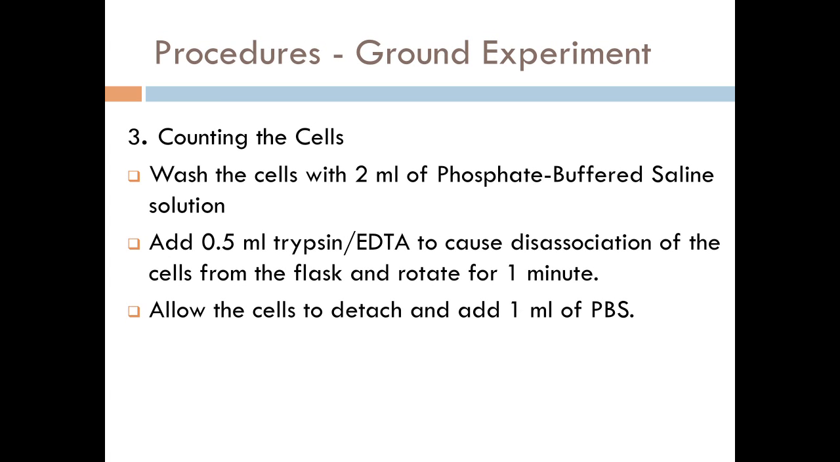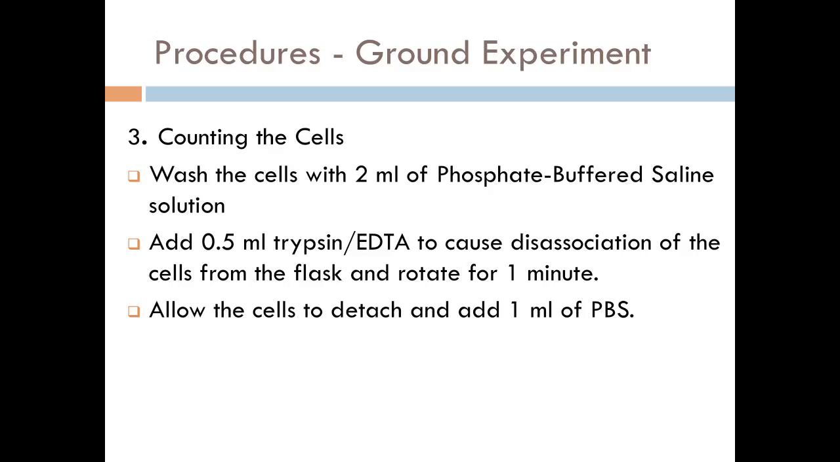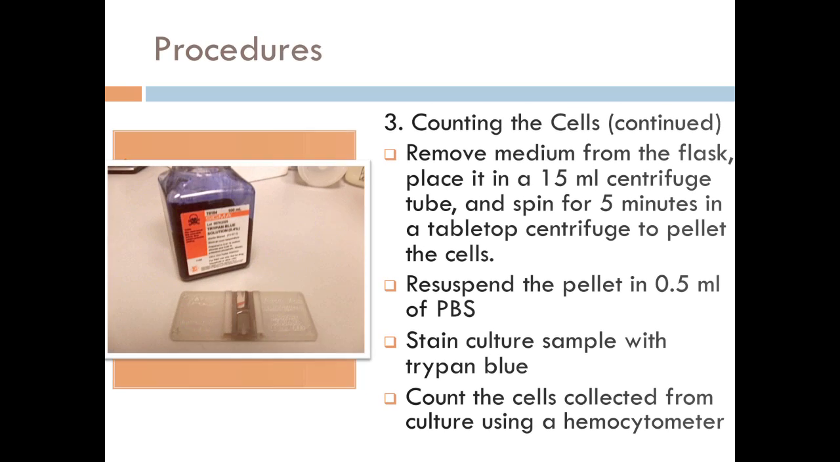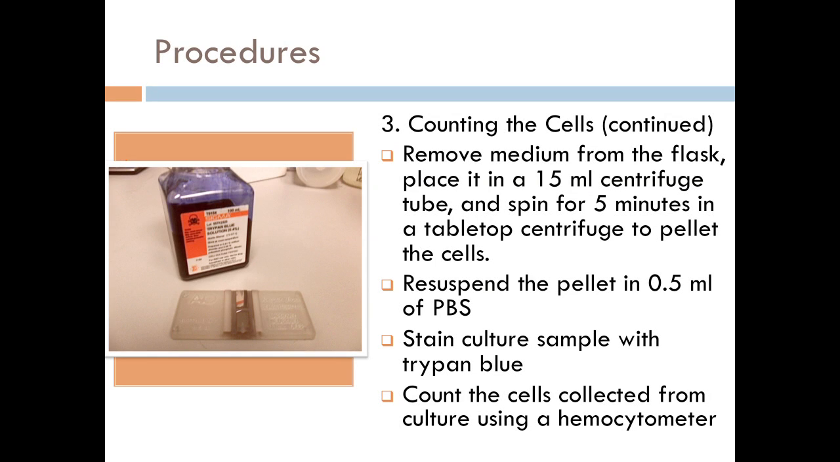So first we washed the cells with 2 milliliters of phosphate buffered saline solution, and then we added 0.5 milliliters of trypsin or EDTA and rotated the cells for 1 minute. This way we could allow for the dissociation of the cells from the bottom of the flask. Then we added another milliliter of phosphate buffered saline solution. After that, we removed the medium from the flask and placed it in a 15 milliliter centrifuge tube and centrifuged it on a tabletop centrifuge for 5 minutes to pellet the cells and get rid of the liquids. And then we took out the cells and resuspended them in another 0.5 milliliters of phosphate buffered saline solution.